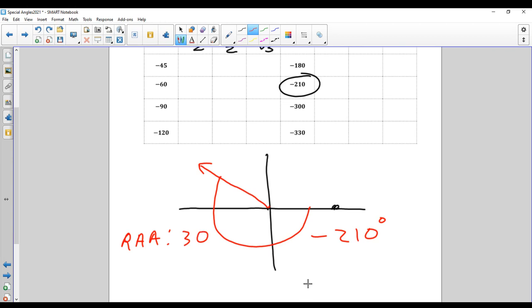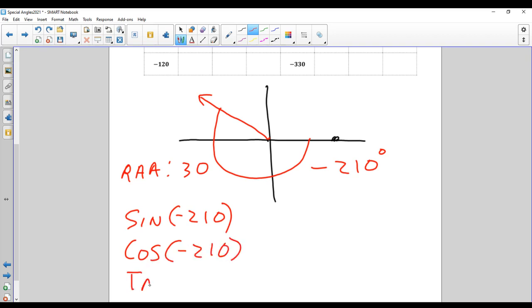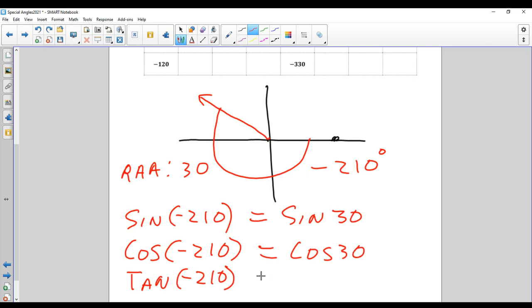All right. So my final thing I'm going to do now is, what is the sine of minus 210? What is the cosine of minus 210? And what is the tangent of minus 210? Well, we just said that the RAA is 30, so it's going to be the sine of 30. We'll figure out what is positive or negative in a second. It's going to be the cosine of 30, and the tangent of 30, because that's my RAA.